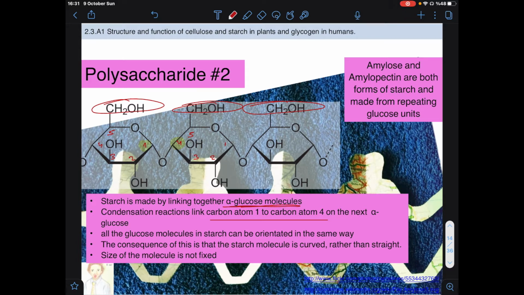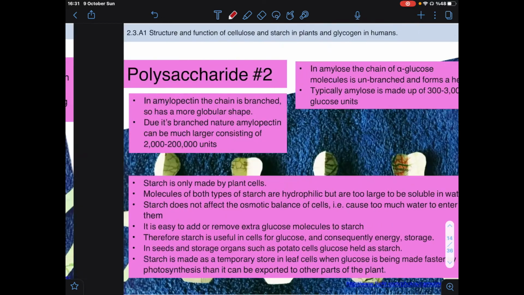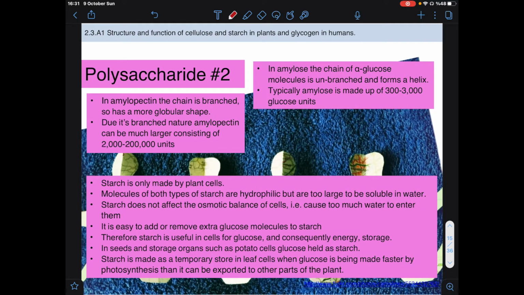And there are also two forms of starch, amylose and amylopectin. Amylopectin has a branched structure. It can be much larger than amylose. It can consist of 2,000 to 200,000 units. But amylose is unbranched, and it forms a helix instead of a globular shape. So amylose is much smaller than amylopectin.